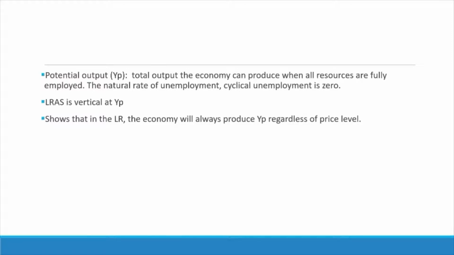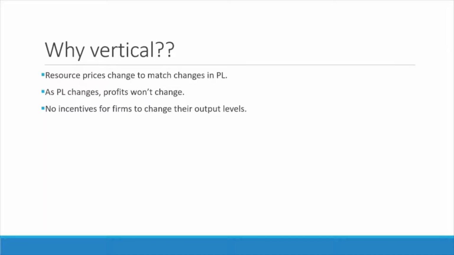So what makes the curve vertical? We established that resource prices change to match price level in the long run. So as price level rises, costs of production rise and firms won't gain any extra profit. There's no incentive for firms to raise their output. If price level falls, they don't have any incentive to decrease output.